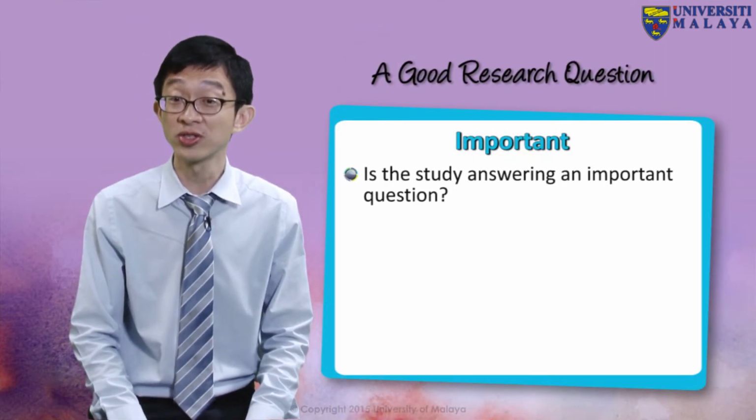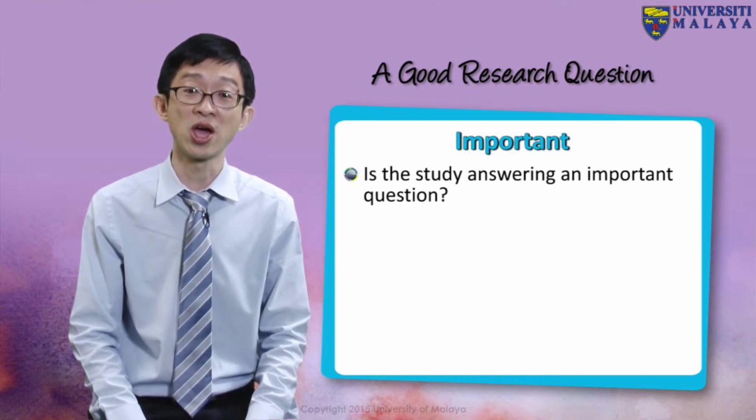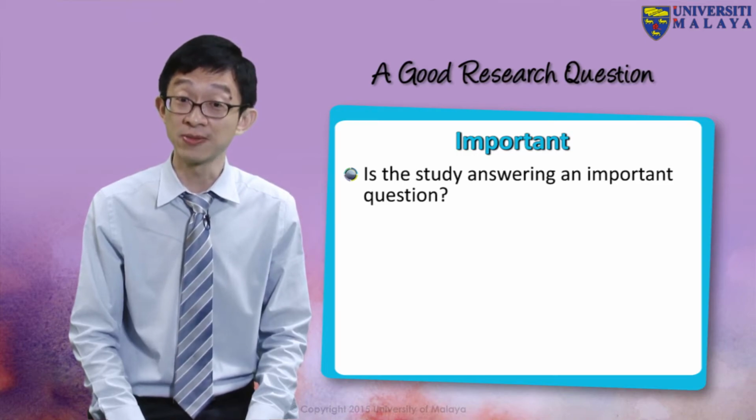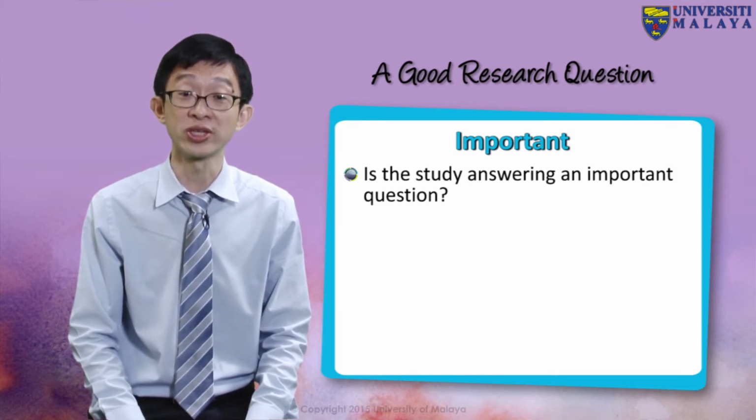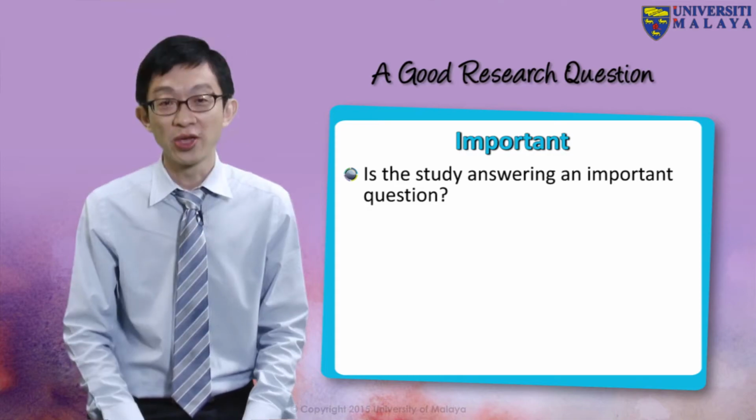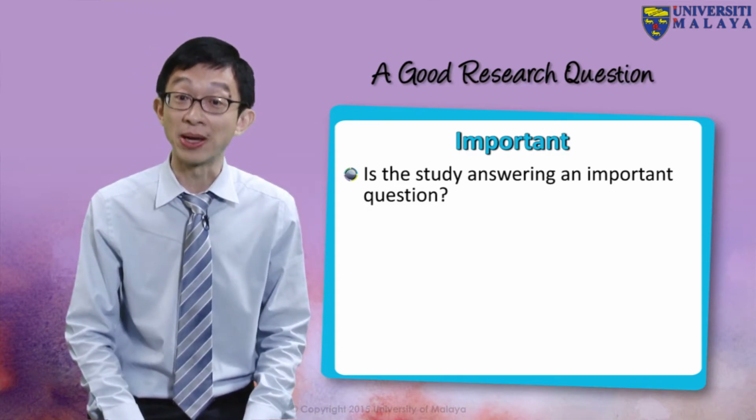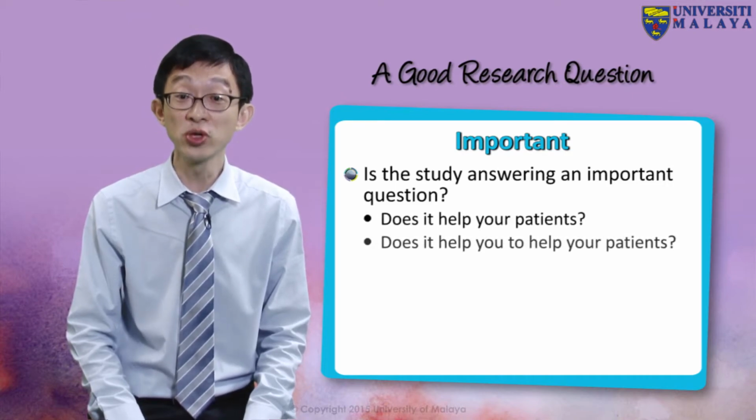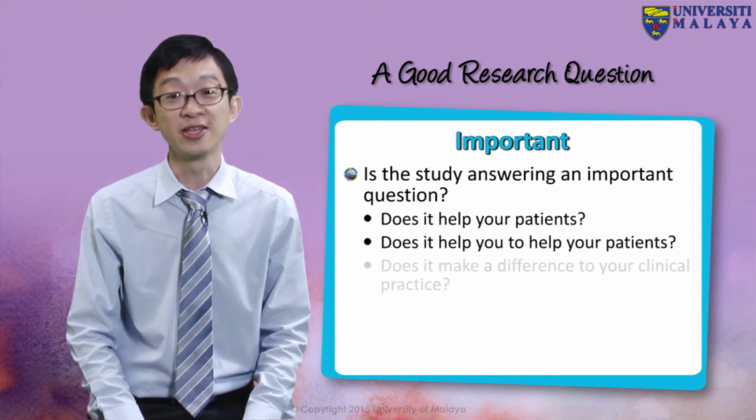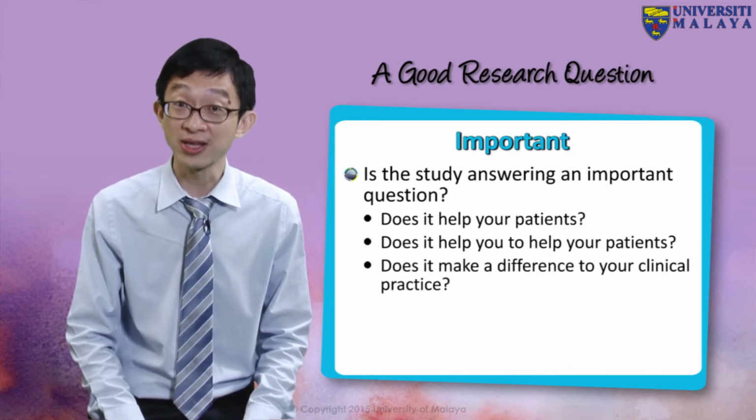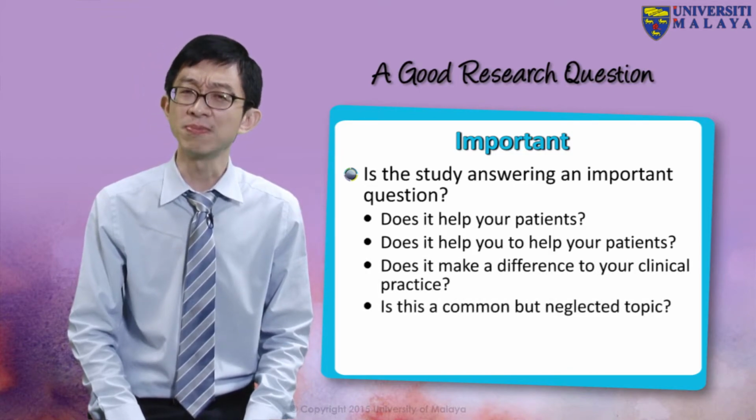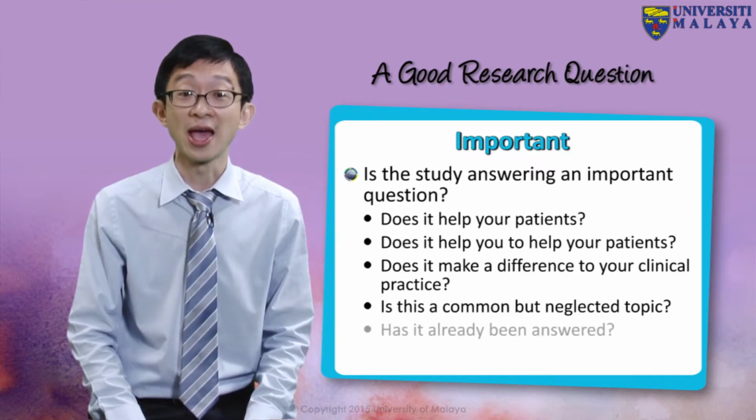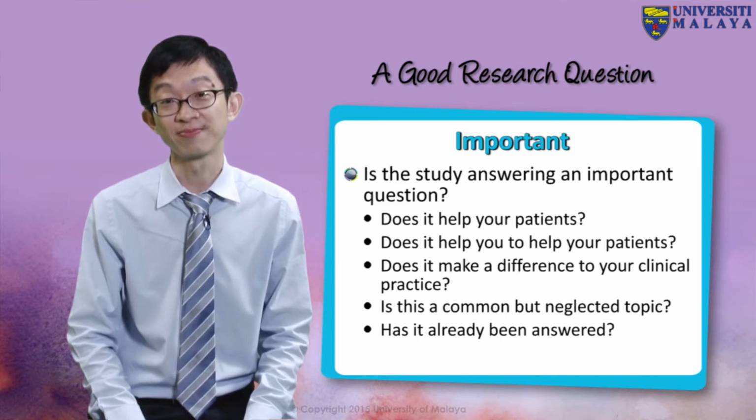To answer this question, the researcher must be aware of the current issue surrounding the research topic. This can be done by reading the literature and talking to experts in the field. You can start by asking yourself, by conducting this research, does it help your patients? Does it help you to help your patients? Does it make a difference to your clinical practice? Is this a common but neglected topic in your clinical practice or literature? Has it already been answered?